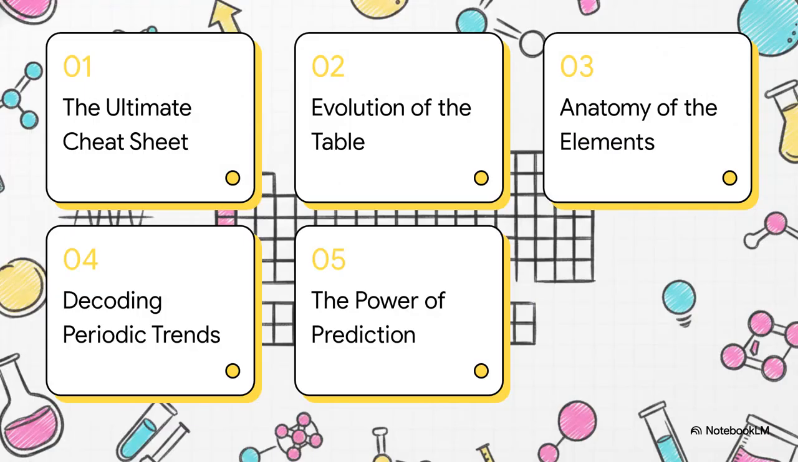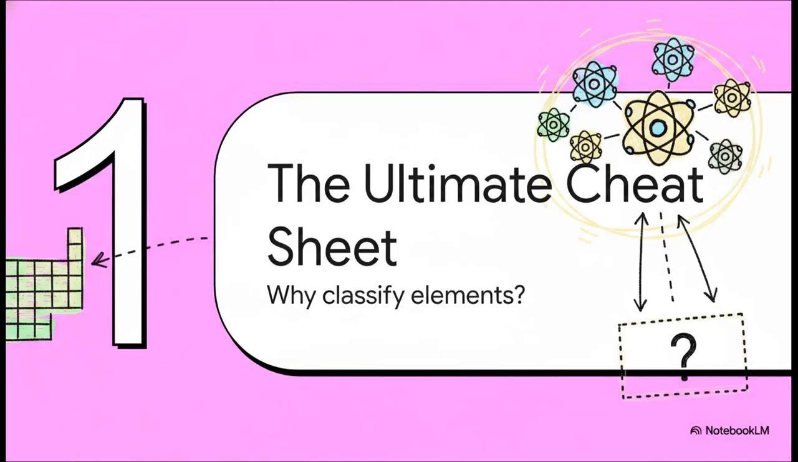Okay, let's dive right in. Our roadmap for today is 1. The ultimate cheat sheet. 2. Evolution of the table. 3. Anatomy of the elements. 4. Decoding periodic trends. And 5. The power of prediction.